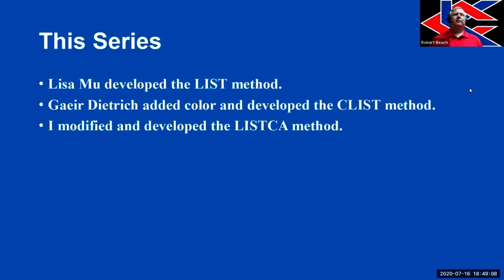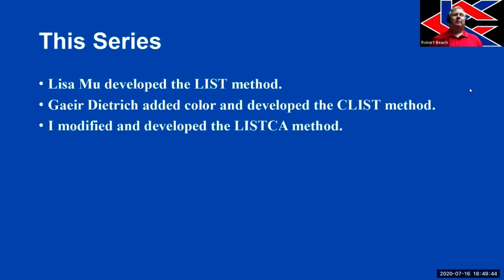Lisa Mew first developed the LIST method of teaching accessible documents. LIST stood for links, images, styles, and tables. She considered these the four most important parts. If you can get these four elements made accessible, you've made a giant step toward making your documents usable by as many people as possible. My friend Gary Dietrich learned this method and decided to add color to it because color is also a very important element of a document. So she had CLIST: color, links, images, styles, and tables, sorry.